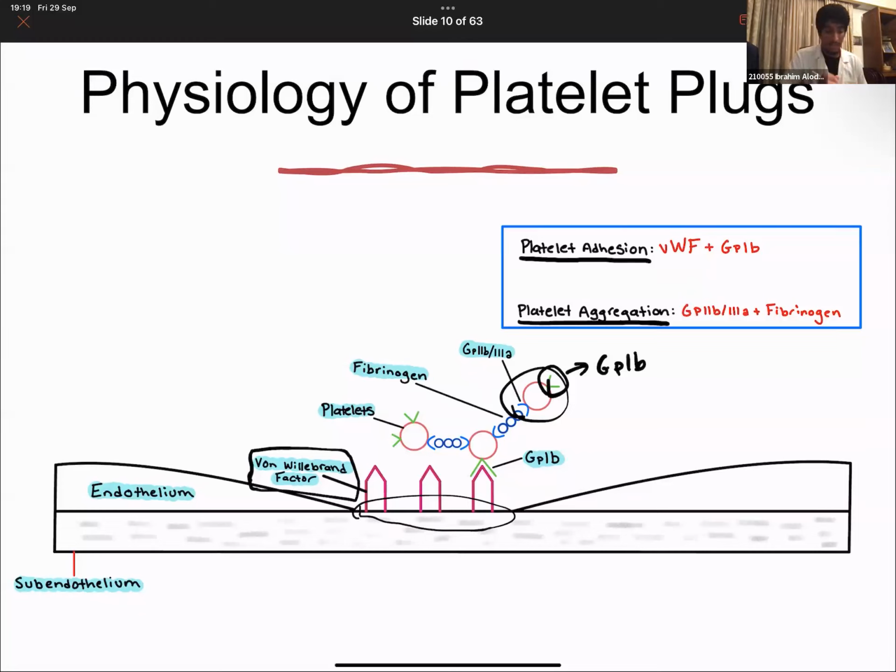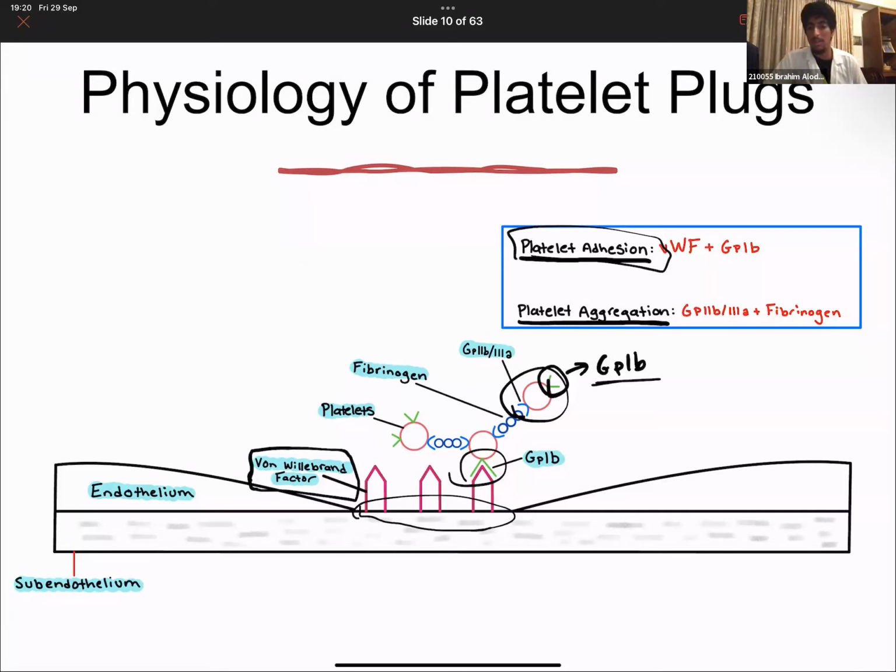And so what's going to happen is the GP1B that's present on platelets is going to go and bind to the von Willebrand factor. And that's the first step of forming a platelet plug, all right? That GP1B is binding to the von Willebrand factor, and now the platelets are able to adhere to the damaged vessel. So do we get GP1B and von Willebrand factor? Yes, yes, yes.